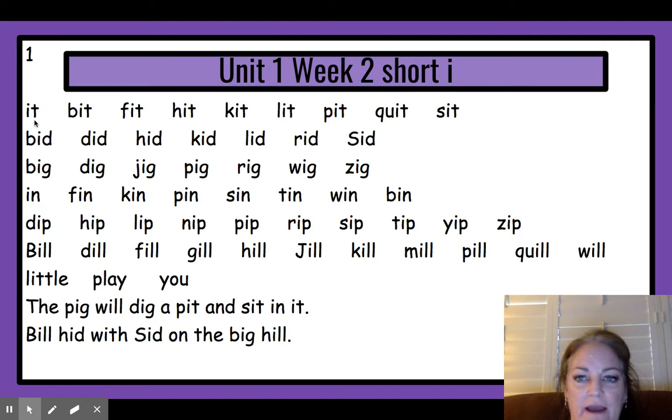Remember, these are short I words. I say /i/. Ready? Let's go. It, it, it. See the I? Find the vowel I and then stretch the word. Bit, bit, bit.